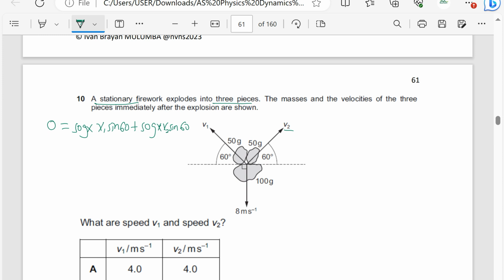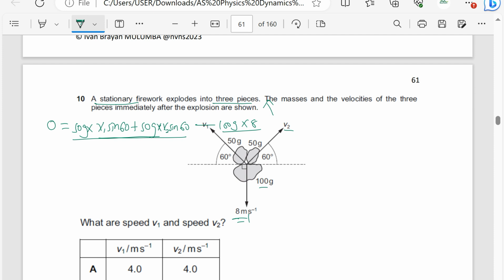Then these ones are pointing upwards. Then this one is pointing downwards. So I'll say minus. The mass is 100 grams times the velocity, which is 8. So we can't resolve 8. It is just in one plane. Because these two point upwards, I added them: total momentum upwards. This one points downwards: total momentum downwards. That's why I subtract. The resultant should be 0. So we try to solve.